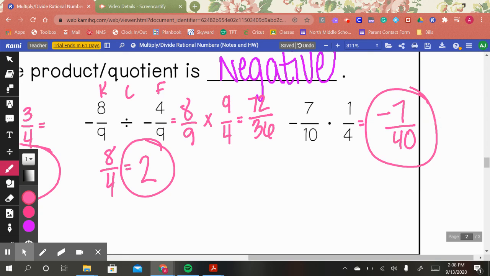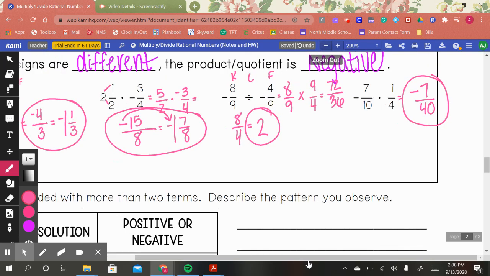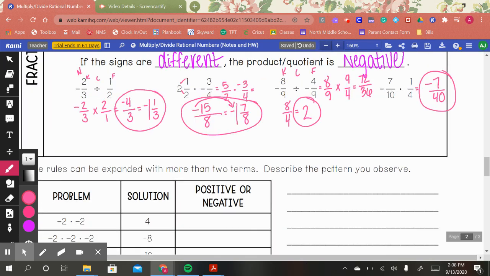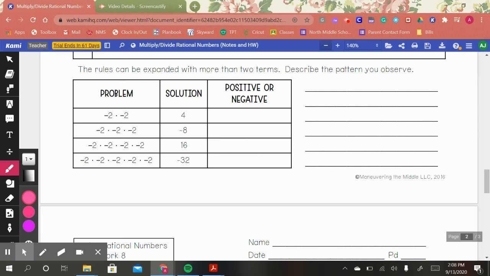All right, guys. Let me zoom out a little bit. We have one more thing we need to talk about. And it says the rules can be expanded with more than two terms. So in the last lesson, I told you this was only going to apply to two terms. Okay. So we're going to look for a pattern to see what rules we can apply to more than one term. So again, I have a negative times a negative is a positive solution.